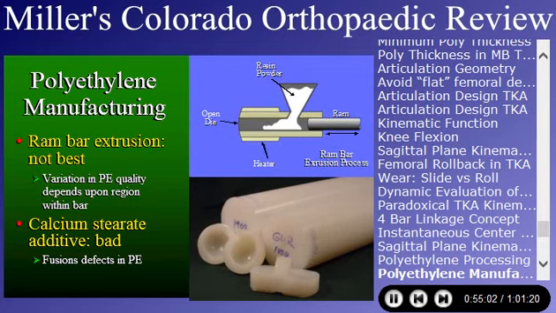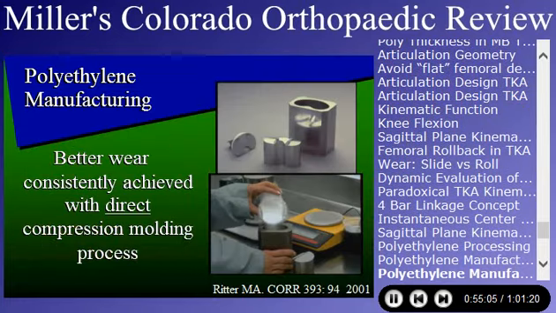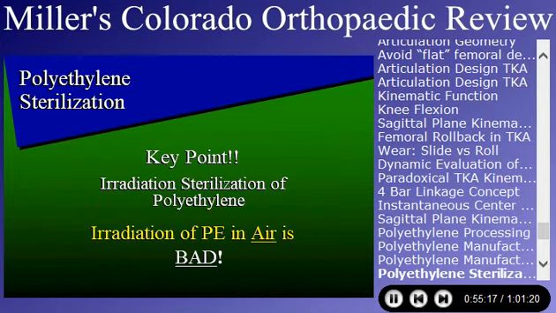Remember that in terms of polyethylene manufacturing, better wear is consistently achieved with the direct compression molding process. Direct compression molding gives you your best polyethylene for wear. The worst is ram bar extrusion added with calcium stearate. Those are really bad polyethylenes. The last key point is polyethylene sterilization. Irradiation of polyethylene stored in air packages is bad because remember we were talking about the oxidation of polyethylene. If you radiate these polyethylene components and store them in air, you get chain scission, and you get oxidation.